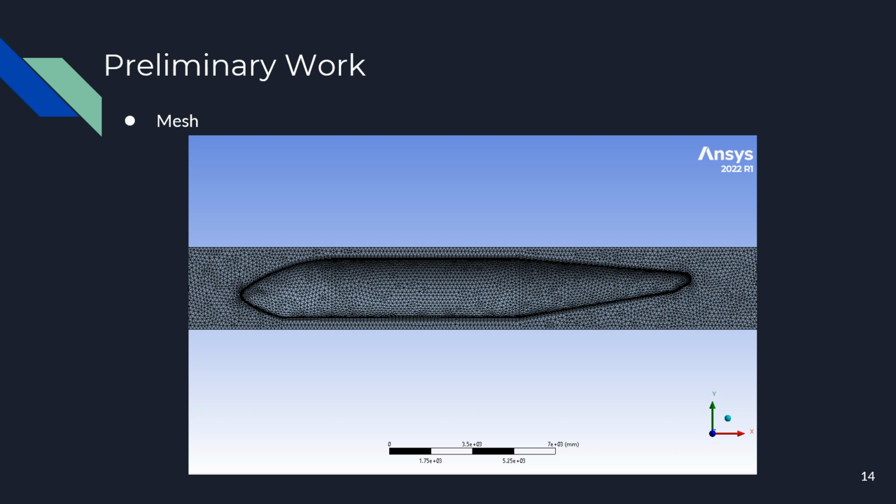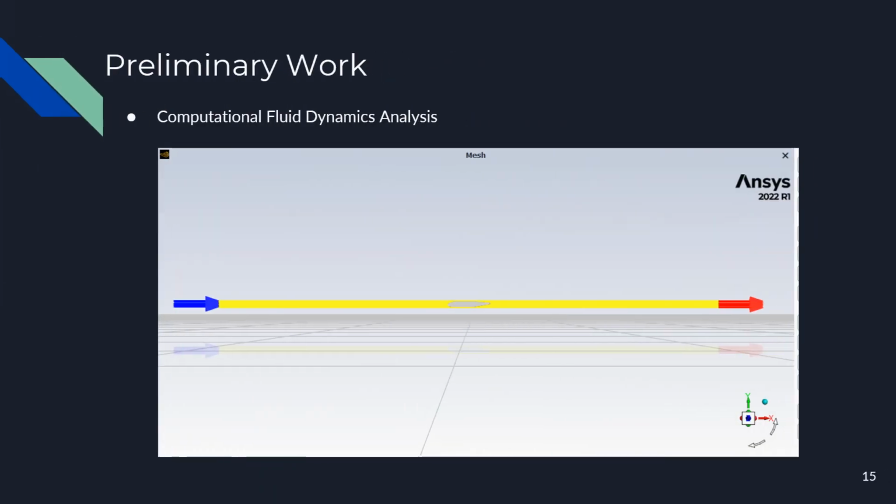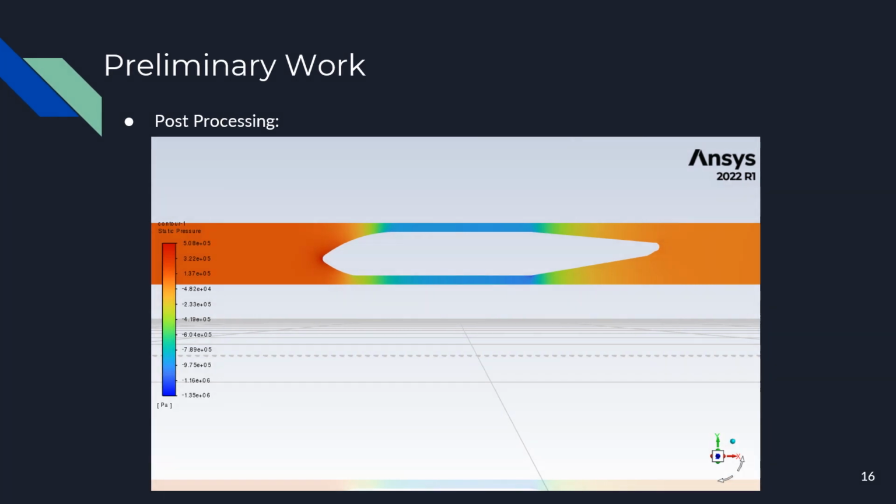The figure shows the mesh generation around the aeroshell's body. This is the model after importing it into ANSYS Fluent for simulations. The simulation is carried out for three different velocities: Mach 1, Mach 2, and Mach 3. In post-processing, the pressure, velocity, and streamline contours are generated.